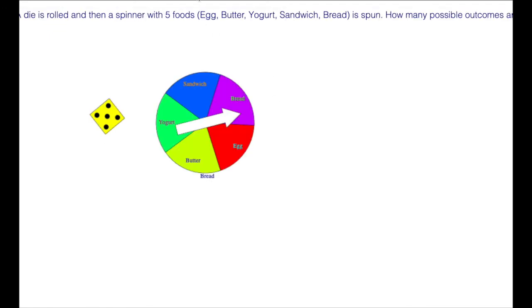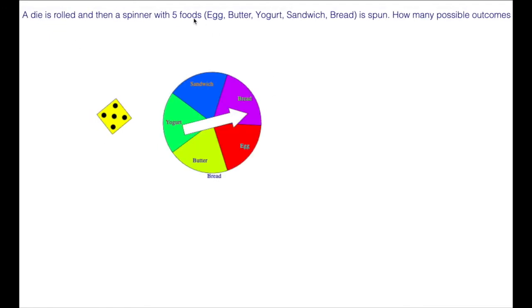Let's look at another example. A die is rolled and then a spinner with 5 foods is spun. How many different outcomes are possible? For the first step, there are 6 outcomes. For the second step, there are 5. So 6 times 5, 30.